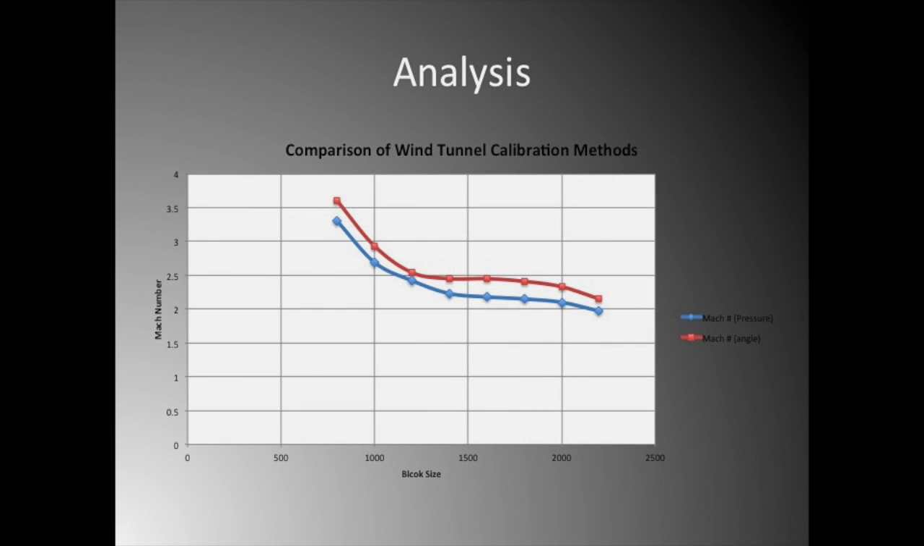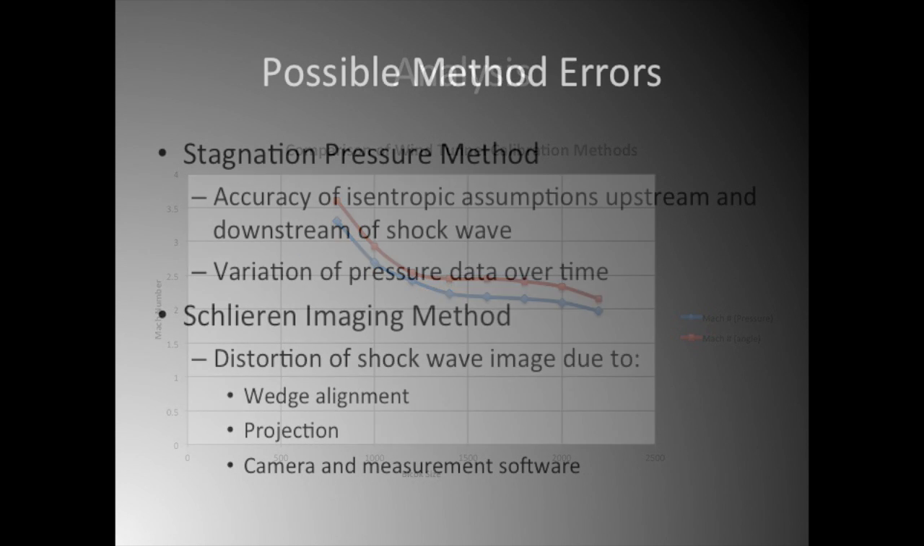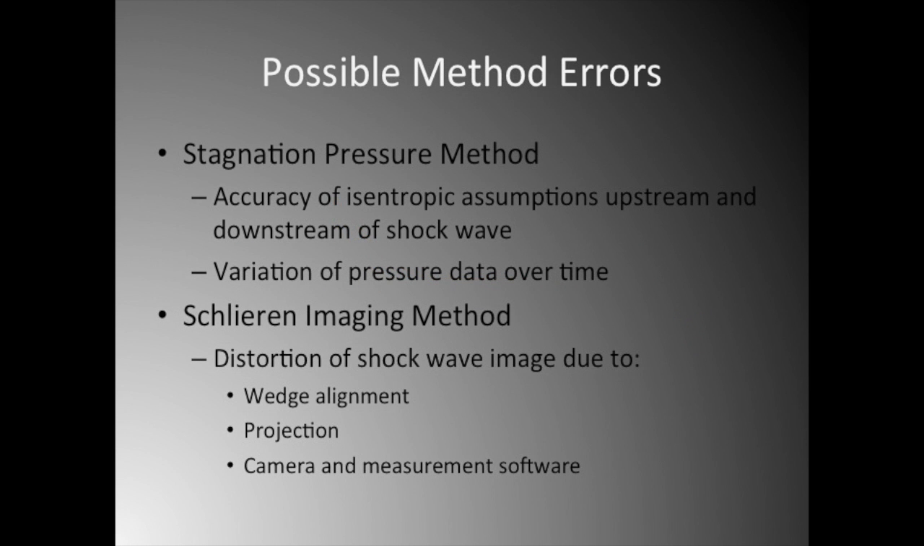As you can see in this graph, the stagnation pressure gave an average of 10% lower Mach numbers. Both methods followed similar trends. To determine which method is more accurate in relating the Mach number to the throat area, we need to look at some possible method errors.